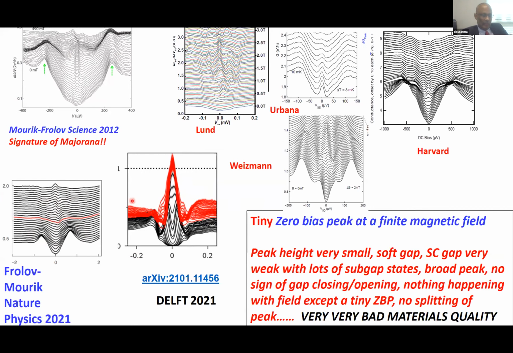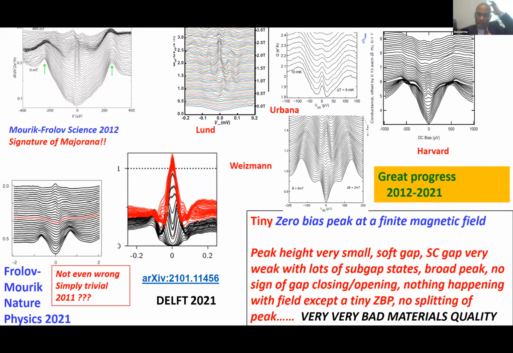Okay, so what is this? This is a paper that came out in 2021 in Nature Physics. I have no idea of the rationale. And the claim of these authors is that this is the same as this. I completely reject this claim. This is not the same as this. This would have been a good paper in 2012. This is not a good paper in 2021. This is regression, not progress. This is progress. So there has been enormous progress between 2012 and 2021. This belongs to 2012. This should not have been published in 2021.